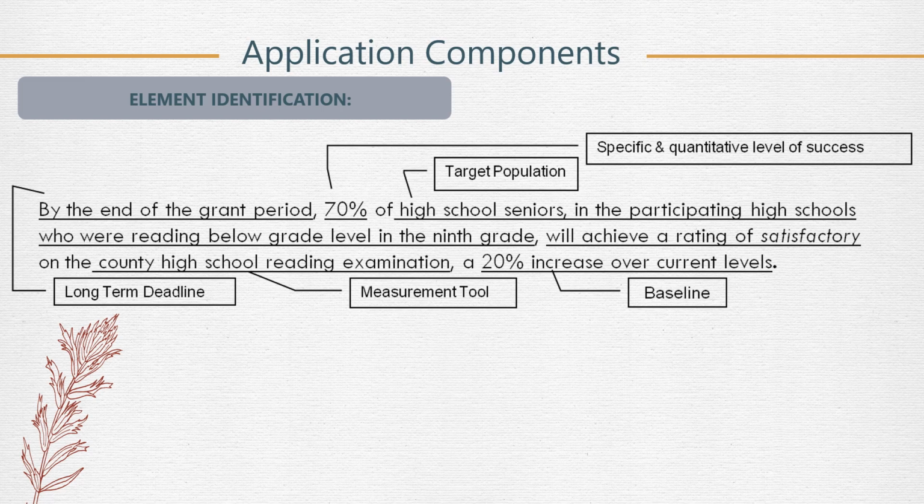And you can see that that's a great sentence for an identification because we have the target population included in there, the long-term deadline, a measurement tool, which is built in, the baseline that they're working with, and then the quantitative level of success that they're trying to reach.